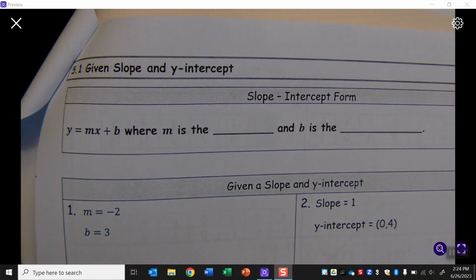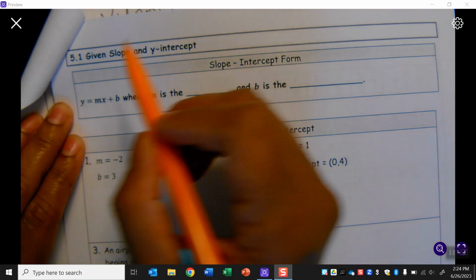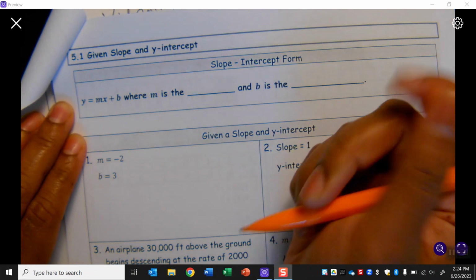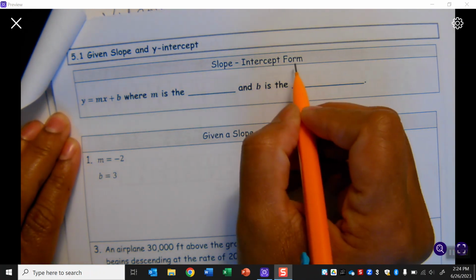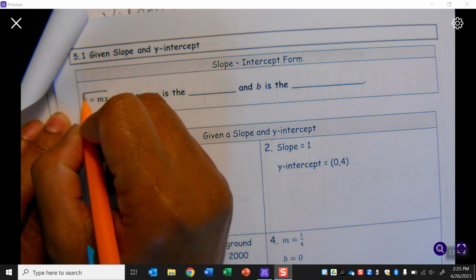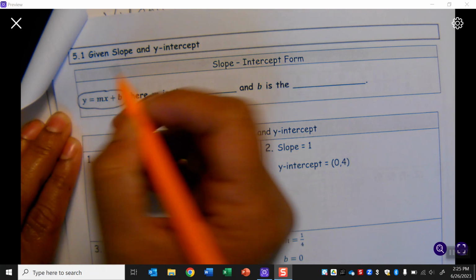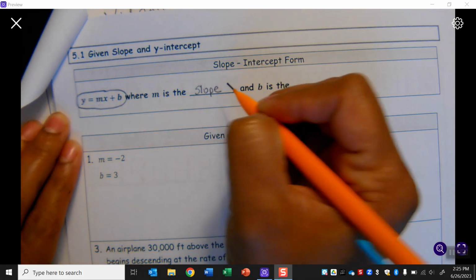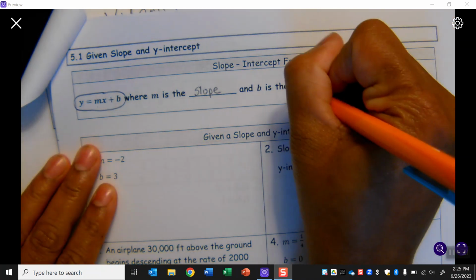Alright, so this unit is about lines. The first thing we're going to look at is when you are given the slope of a line and also the y-intercept of the line. So we use the slope-intercept form, which is this, y equals, and there's two numbers you're going to fill in. The m, where m is the slope, okay, and then b, where b is the y-intercept.